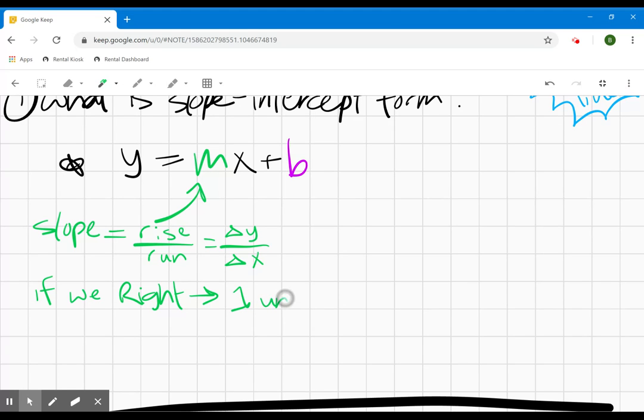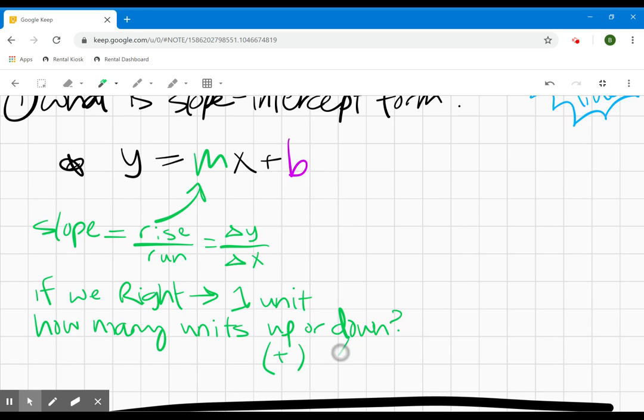1 unit on our graph from a given point, how many units will we go up or down to the next point? Now, if we're going up, our slope is going to be positive. If we're going down, our slope will be negative. Okay.